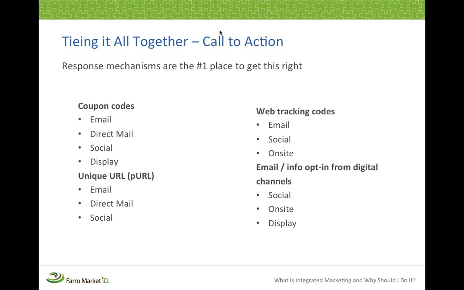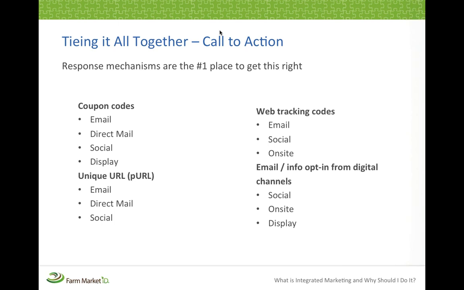And really, to tie all these together, it's all about the call to action. So response mechanisms are the number one place to get this right. So coupon codes, you can use a coupon code down to the individual in an email, a direct mail, social, display advertising. You could use unique URLs through email, direct mail, and social. You can use web tracking codes through email, social, and your own website.